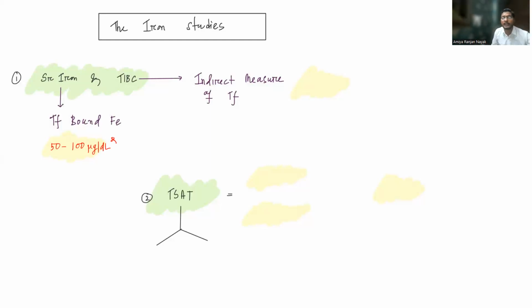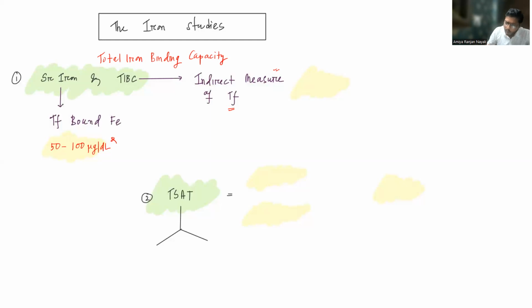TIBC is nothing but total iron binding capacity. This is actually an indirect measure of the transferrin. Transferrin is the iron binding protein in the bloodstream. So this total iron binding capacity is the indirect measure of transferrin. That means if you have more transferrin, there will be more capacity to bind iron. If you have less transferrin, it will have less capacity to bind iron. So it's an indirect measure.